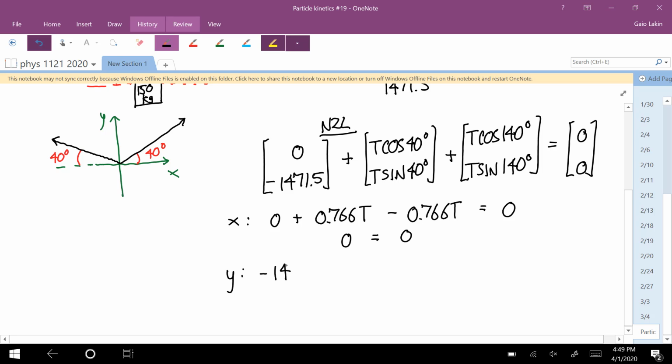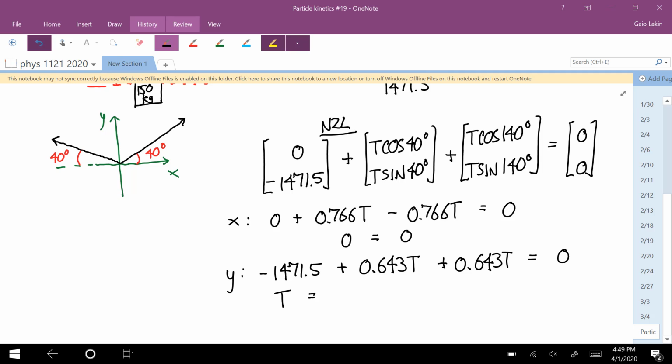That says negative 1471.5 plus 0.643 T. Sine of 140 is also positive 0.643 T, so plus 0.643 T is equal to 0. And now you just have to solve for T, and you get 1471.5 divided by 2 times 0.643, that's 1.286. And so you get T is equal to 1,144.25 newtons.